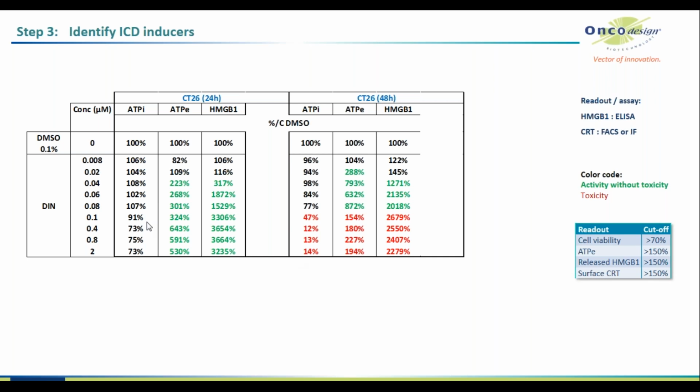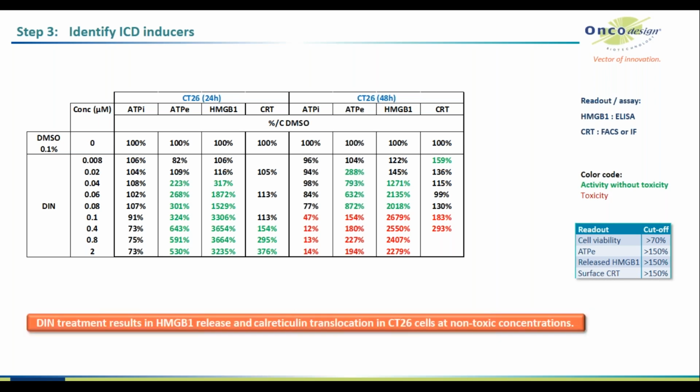When we look at dinaciclib and the secretion of HMGB1 in the extracellular medium, at 24 hours and at 44 hours, we see a nice secretion of this protein. Calreticulin also is translocated from the ER to the outer leaflet of the plasma membrane at the same doses and at 24 hours. So we've identified dinaciclib as an ICD inducer, which results in all three ICD markers: extracellular ATP, HMGB1, and calreticulin, and all of that at non-toxic concentrations in the CT26 cell line.